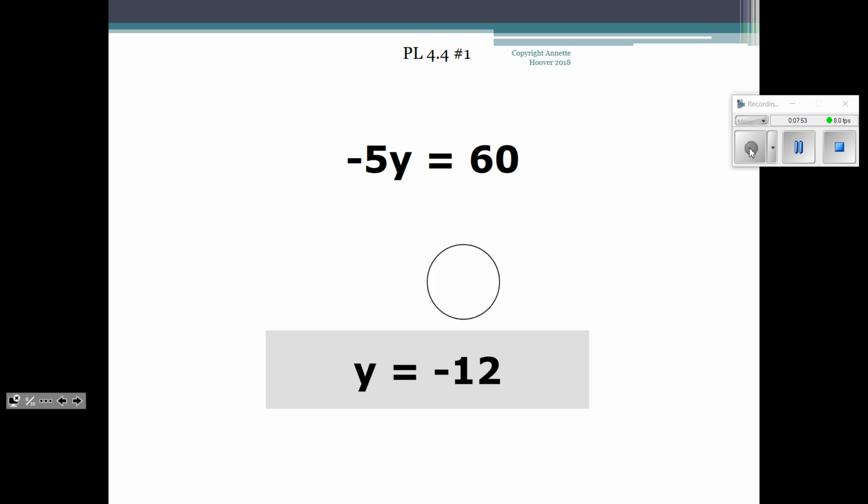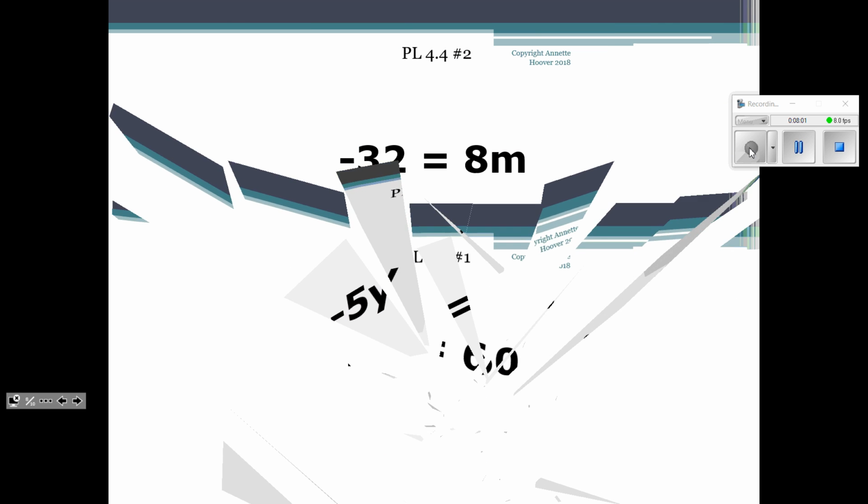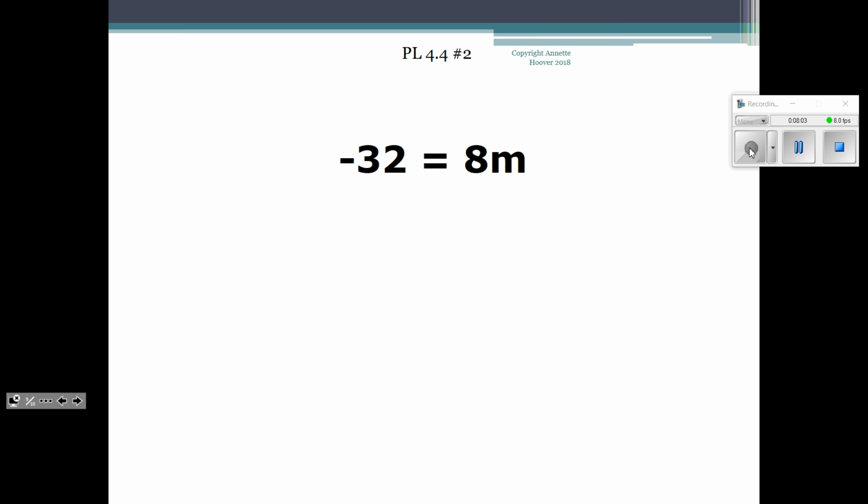We could check that mentally by plugging negative 12 in here and saying, okay, what is negative 5 times negative 12? And indeed, it's a positive 20. Here the variable is on the right side of the equation, but it's still being multiplied, so we're going to divide both sides by 8, and that's going to result in a negative 4.